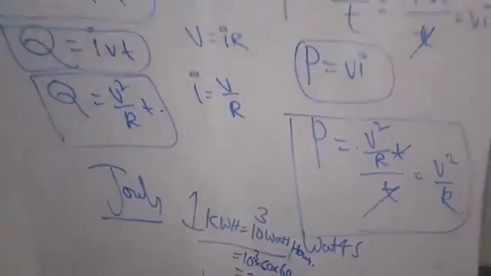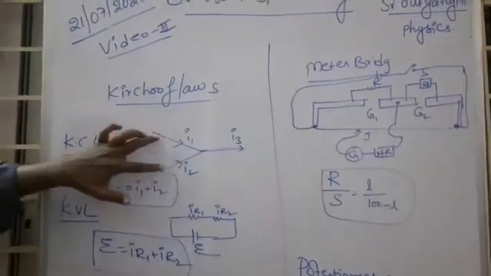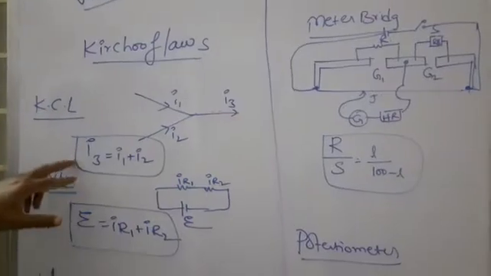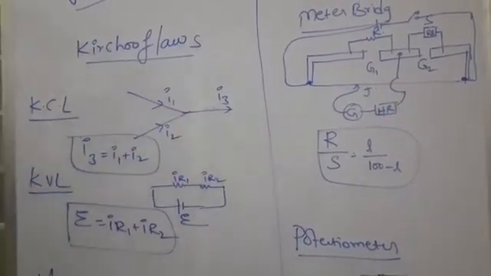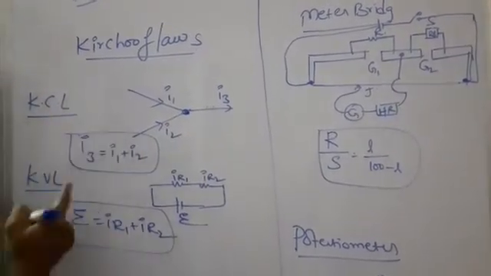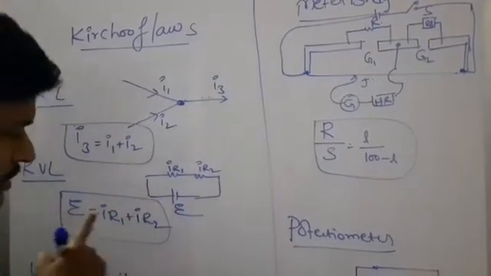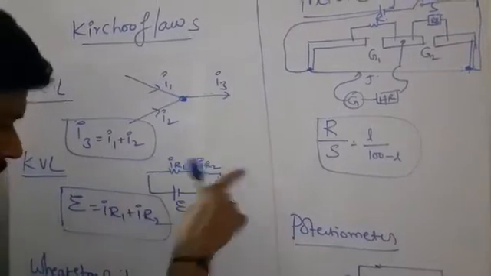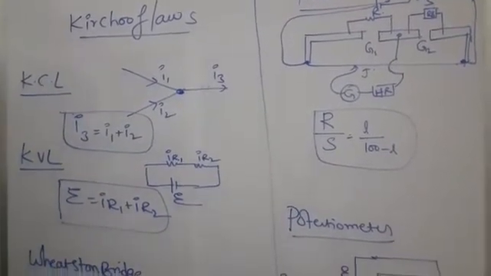Next, Kirchhoff's laws. The sum of currents entering a junction is equal to the sum of currents leaving the junction, otherwise the algebraic sum of currents at a junction is 0. So this is Kirchhoff's current law: I3 is equal to I1 plus I2. Kirchhoff's voltage law: net EMF is equal to the sum of potential drops across the resistors, this is I into R1 plus I into R2.